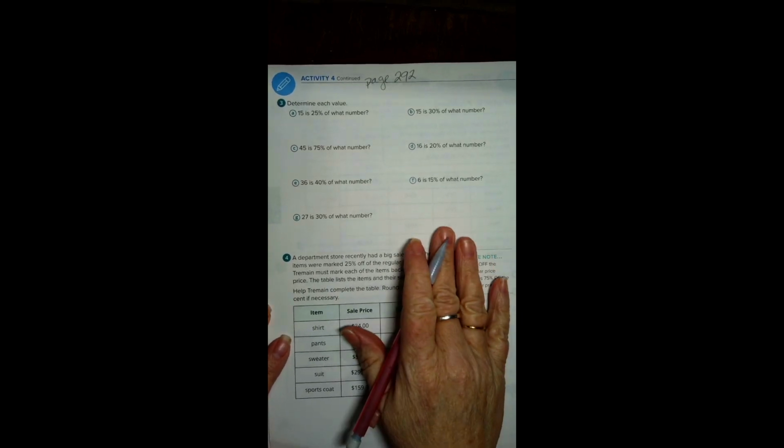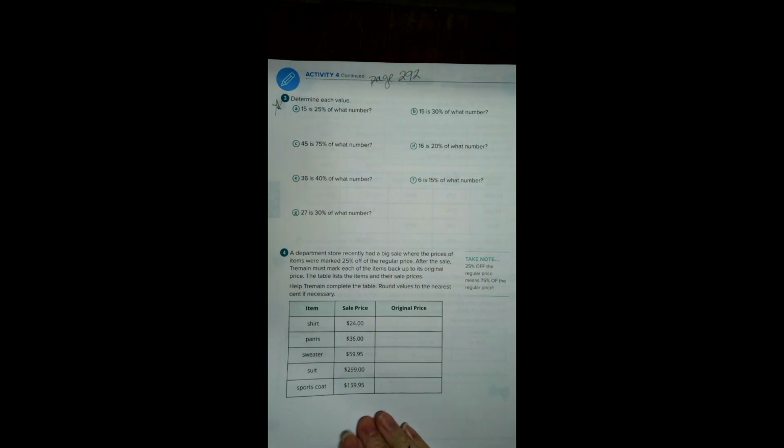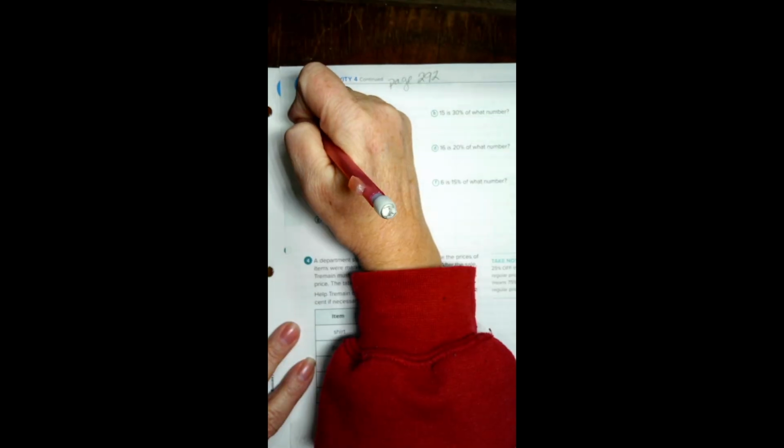Okay, so question 3. There are several questions on your test that are just like question 3. So we're going to put a star by that, if you would, please. My little star tried to go through the hole on the paper.